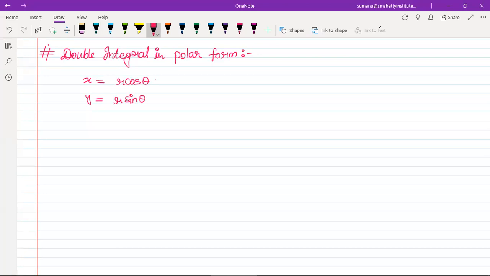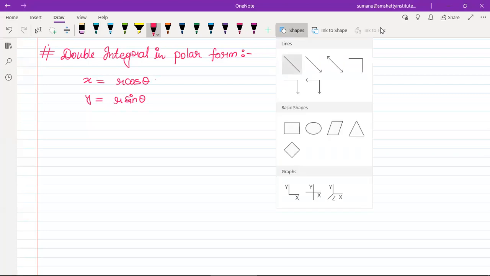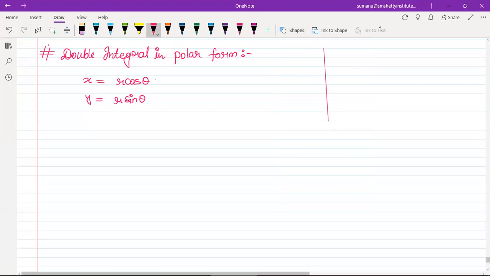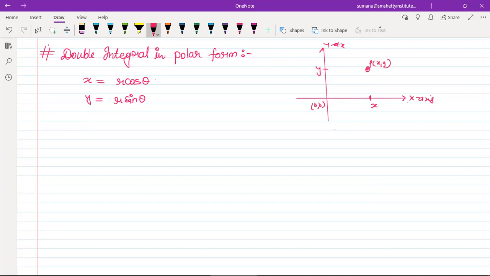If you all don't remember this, you can visit my YouTube channel and refer to those videos wherein I have explained in detail how we get x and y in terms of r and theta. There I had explained, we have this xy plane. This is my x-axis. This is my y-axis. Suppose this much distance is x and this much distance is y. So this point would be P of x comma y. Then join this point from the origin.